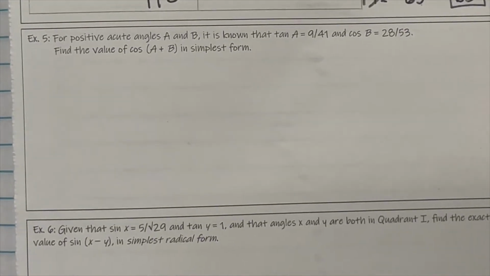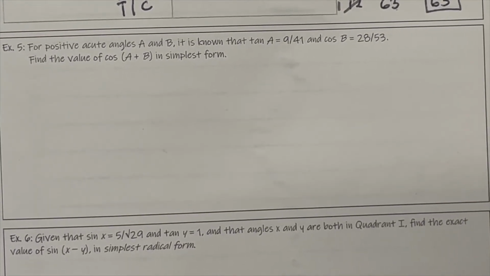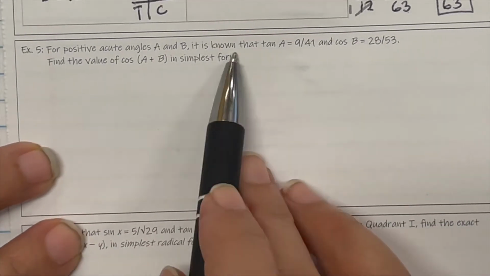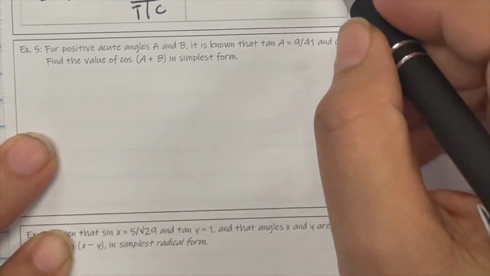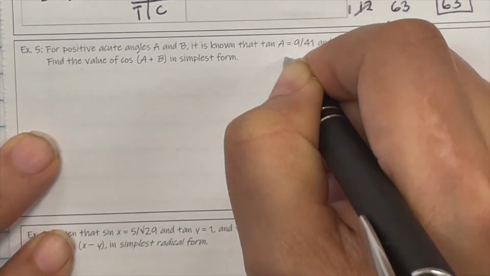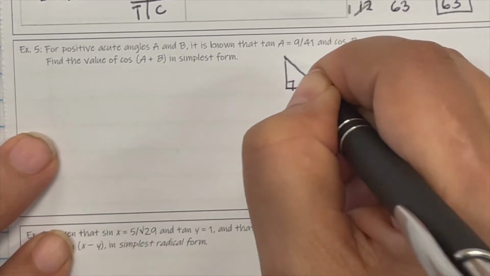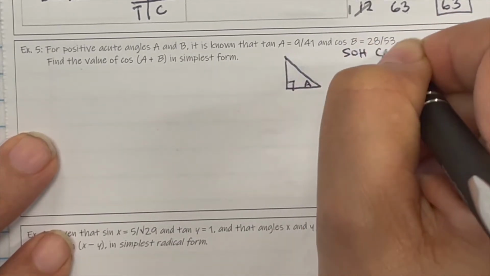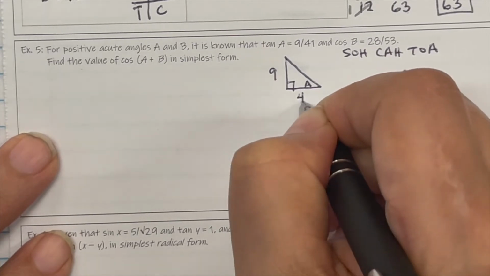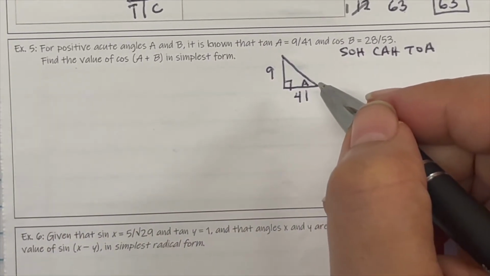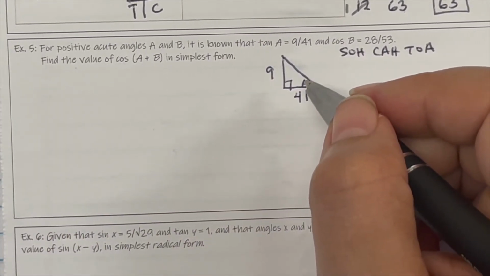All right, let's take a look at example 5. I'm going to make a correction. Tan A is 9 over 40, sorry. So again, we're going to draw our triangle. Since they're both positive, we can just draw any triangle. So Soh Cah Toa. Label, so that's O over A, so that's 9 over 40. Again, make that fraction tan A, 9 over 40.